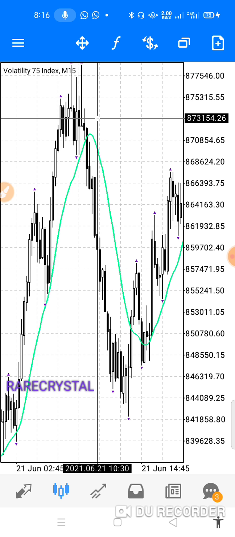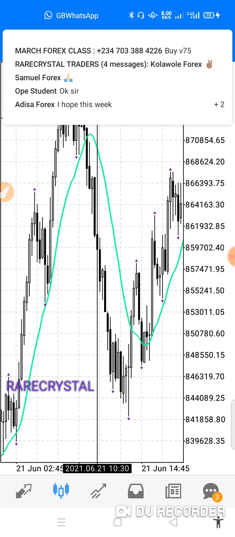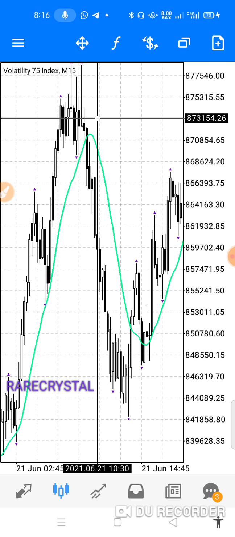So the others you have to play safe with them. So as you're entering, you are trying to protect your entries also. It is very important. Okay, it's very, very important.